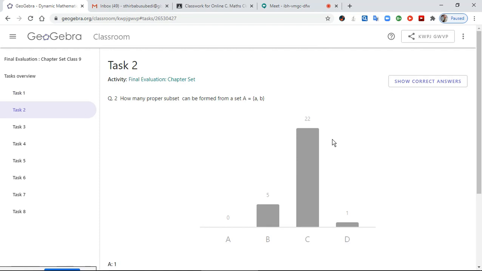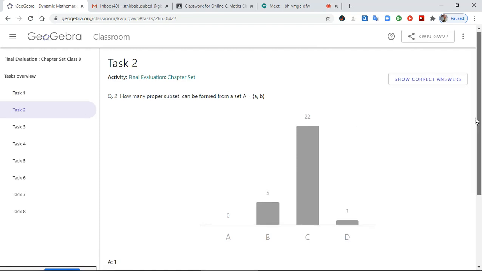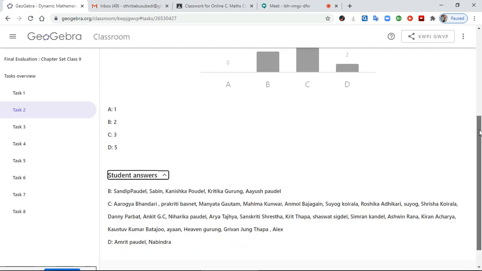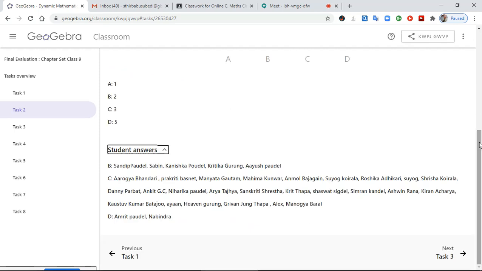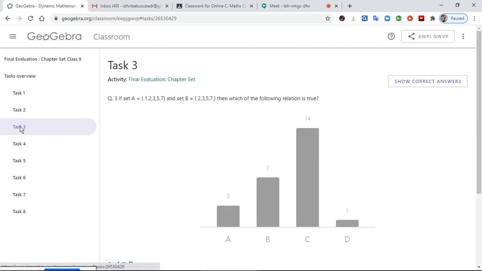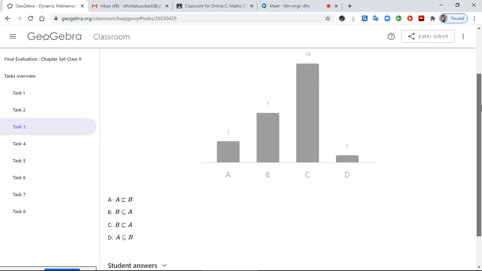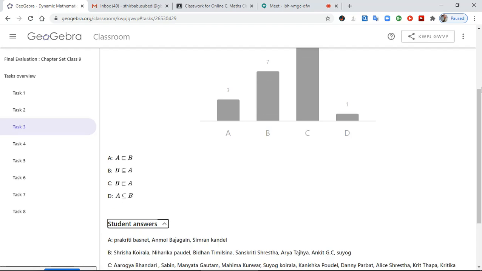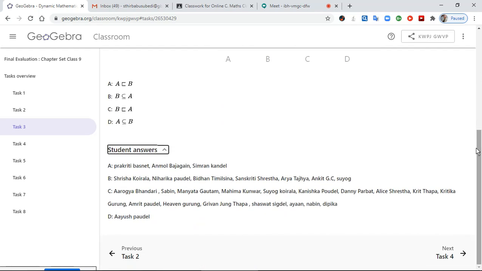Please complete all the tasks. Please complete all the tasks. This is the graph: 3 students in A, 3 students in B, 31 students in C, and 0 students in D. And task 2, students' answers. I can see the names of these students. Yes, Amrit Paudel and Nabindra. Yes, please. And task 3.